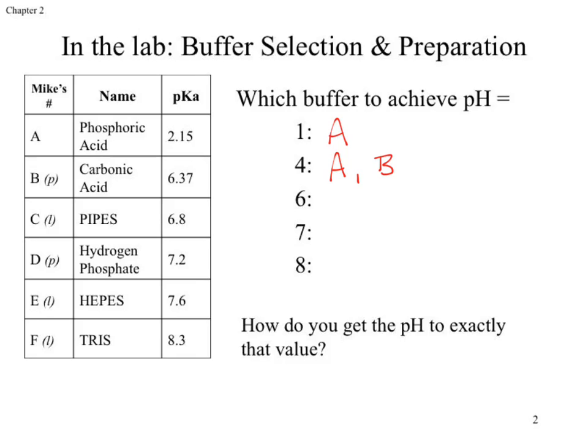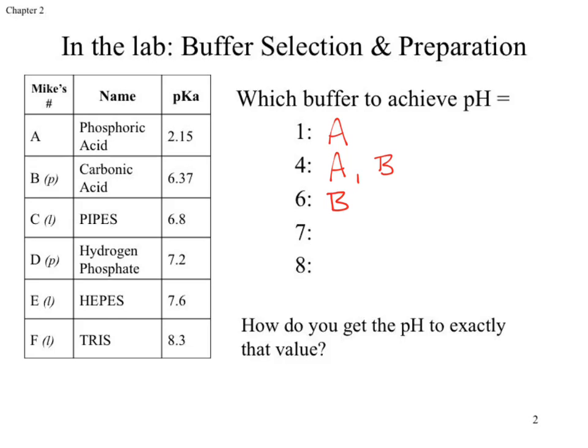Yeah? You only have like a 1.8 difference and a 2.4 difference. Does that make sense? So we would want to target the one that's closest. I didn't actually look at the numbers to see the difference. I just guessed. All right. What about 6? Probably the carbonic acid.